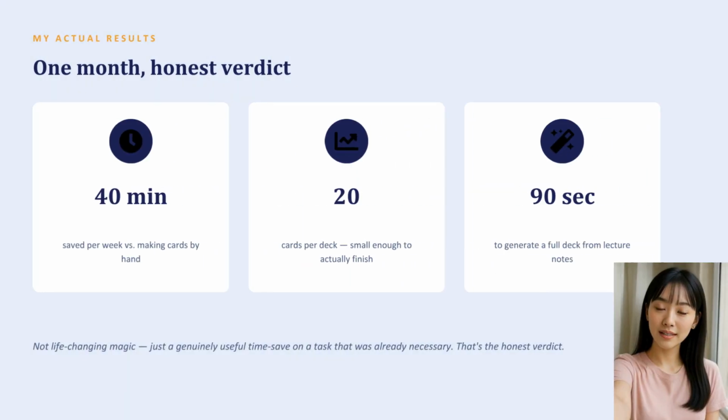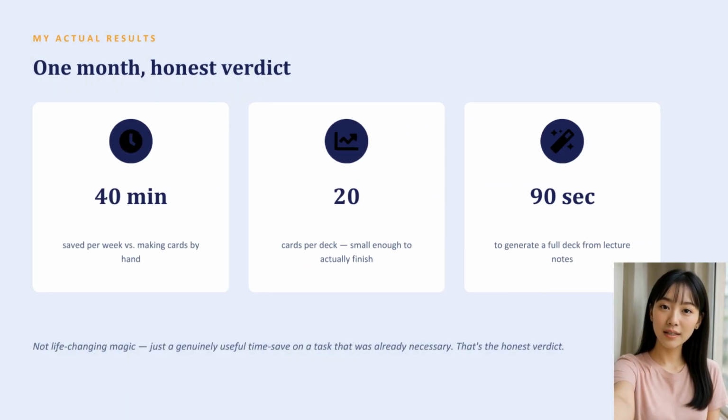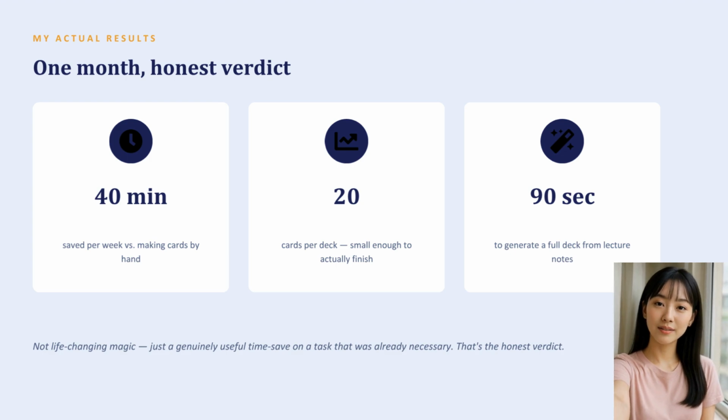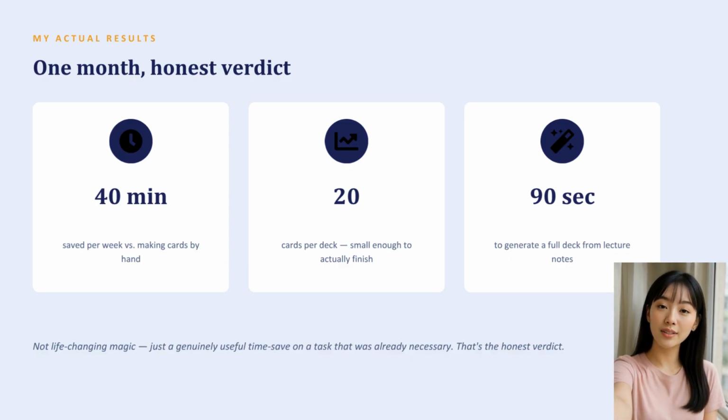So, after using this system for about a month, here's the honest, specific verdict, not an exaggerated one. This has been saving me around 40 minutes a week compared to making flashcards by hand the old way. 20 cards per deck has turned out to be exactly the right size, small enough that I actually finish reviewing it every day, instead of it piling up and getting abandoned. And generating a full 20-card deck from a set of lecture notes takes about 90 seconds, start to finish.